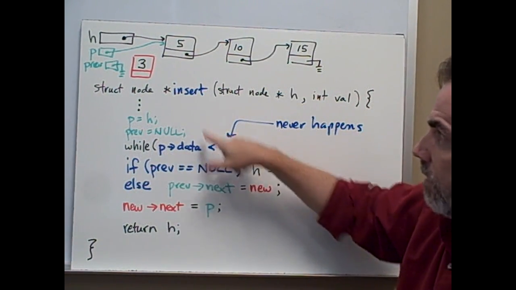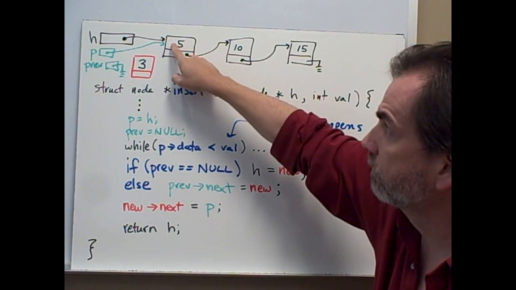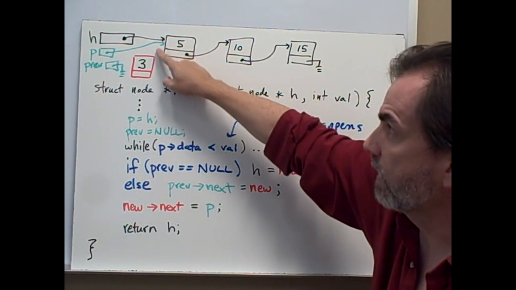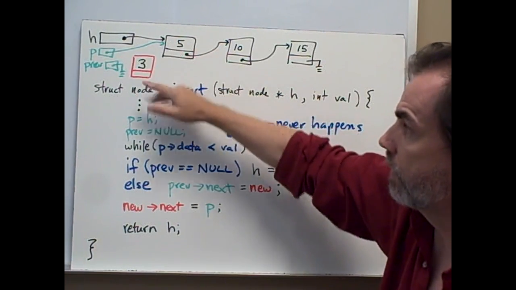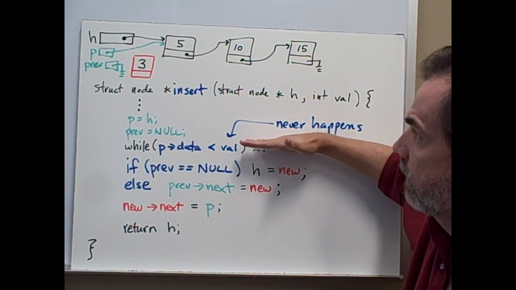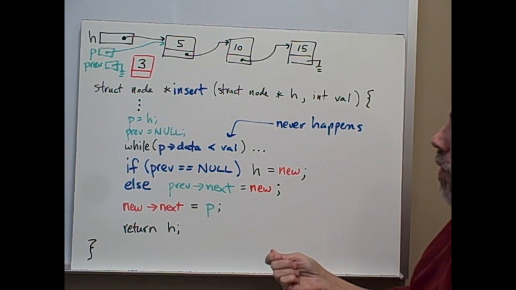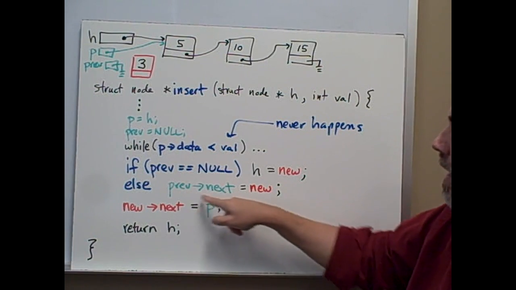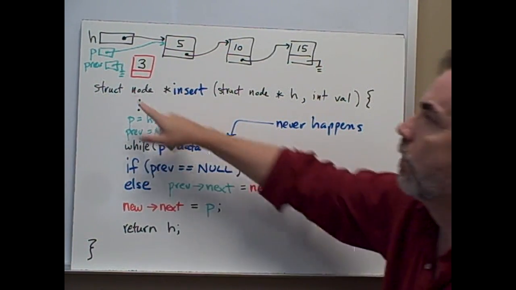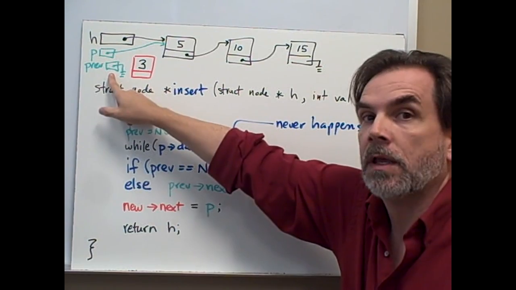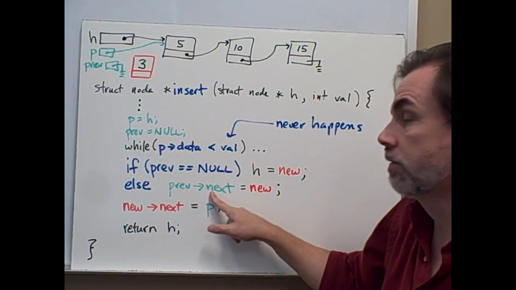While P data less than val, that's never going to happen. The very first thing we look at is greater than val, so we stop right there, okay? Now we have a potential problem because what we did before after the while loop is we did prev next equals new. Well, prev is null. So if we do prev next, segfault.